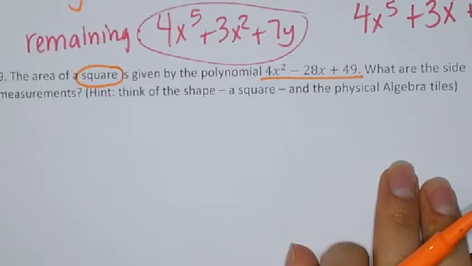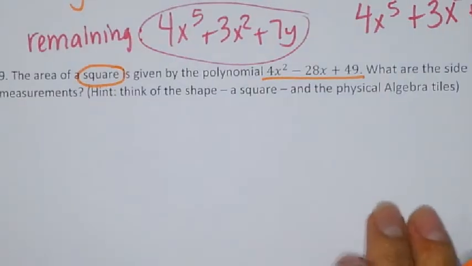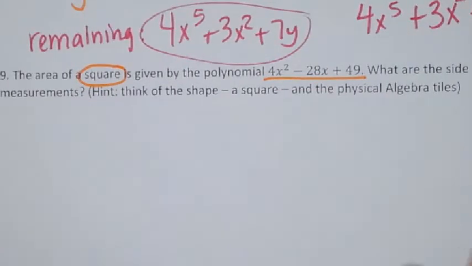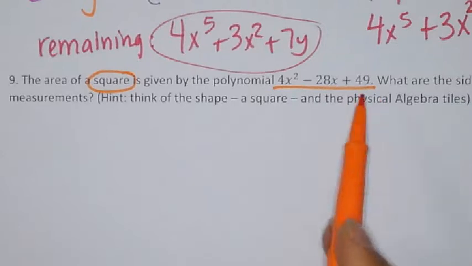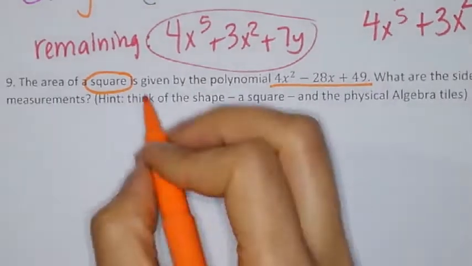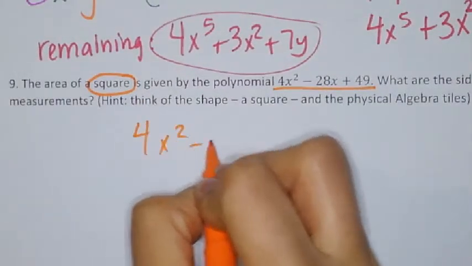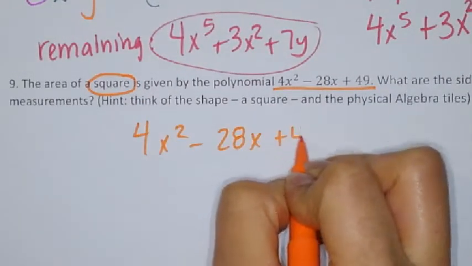Okay, so before the problems we did, they gave us like, this is the width, this is the area, what's the length? So I know you had to divide. Here they just give us a polynomial and they tell us it's a square. So we're going to have to factor it, okay, in order to know. So we have 4x squared minus 28x plus 49.